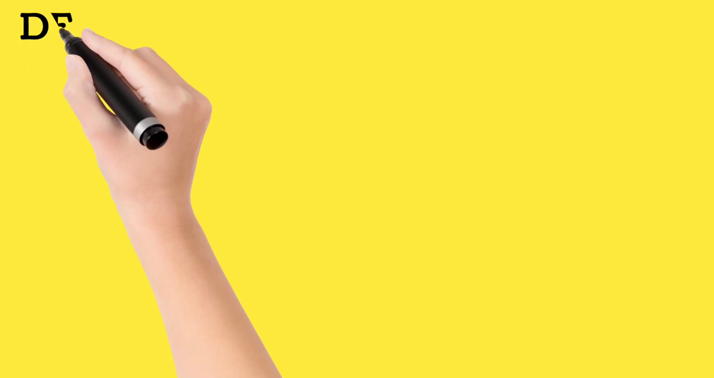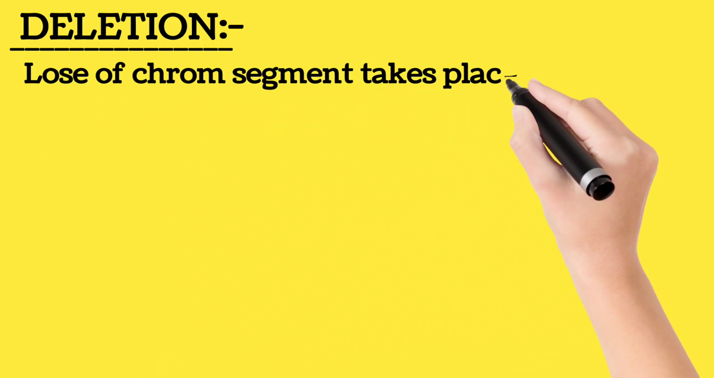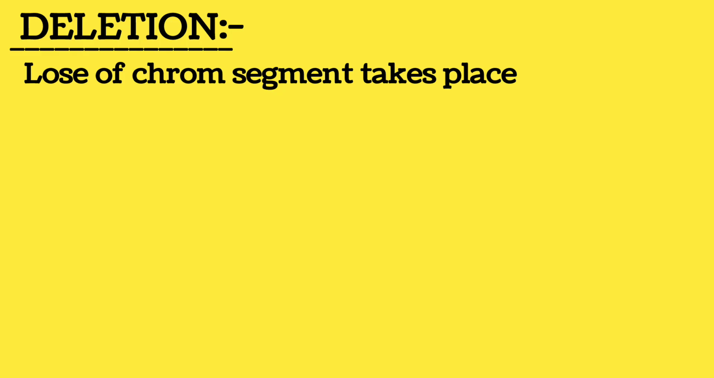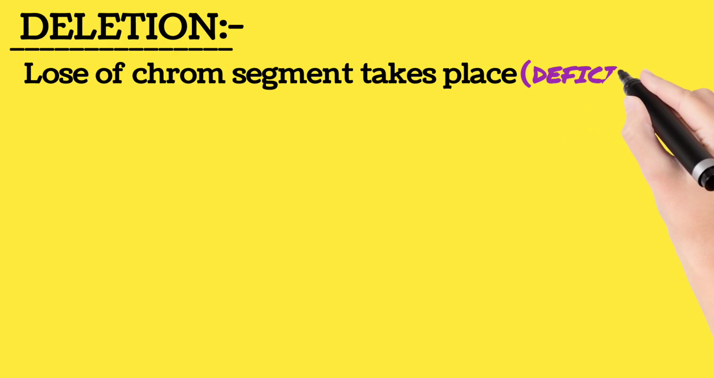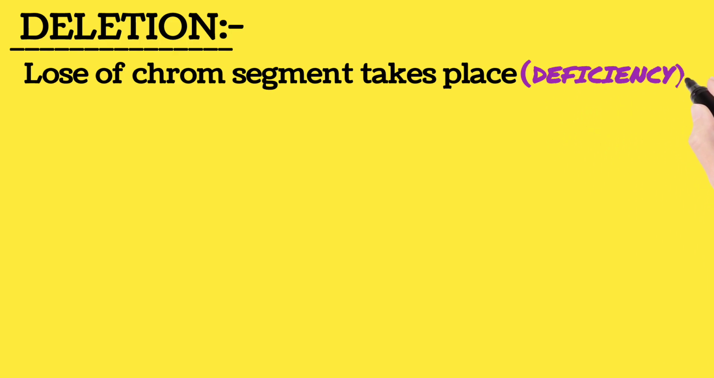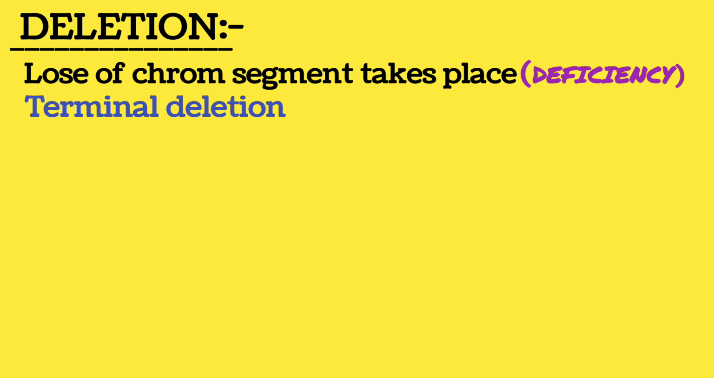First of all, let us talk about deletion. Now in this type of chromosomal mutation, loss of a chromosome segment takes place. It is also known as chromosomal deficiency. In this case, chromosome size normally gets decreased. This deletion has broadly two important types. Number one is terminal deletion. Here the loss of a segment takes place in the terminal part of the chromosome.